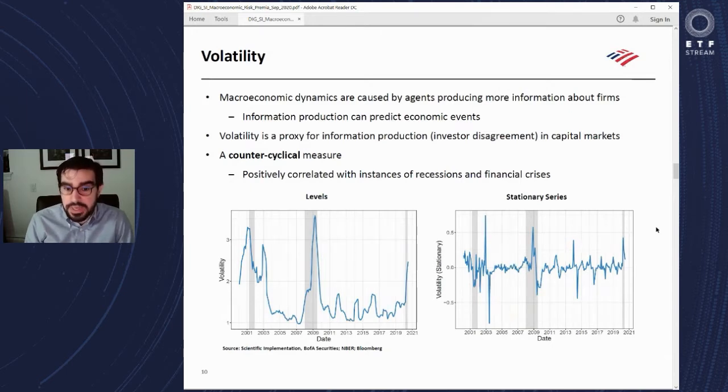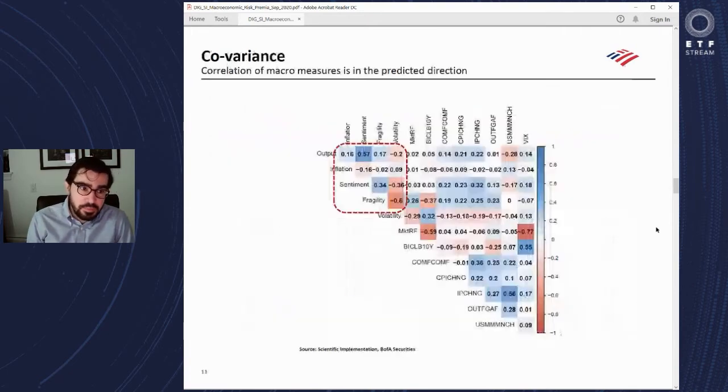This measure does spike prior to recessions associated with financial crisis, and this is true for a large panel of international data. Now, as you can see, this is a countercyclical measure. So one would expect that a higher exposure of different assets to that measure should be associated with lower returns. And I will explain why that's the case.